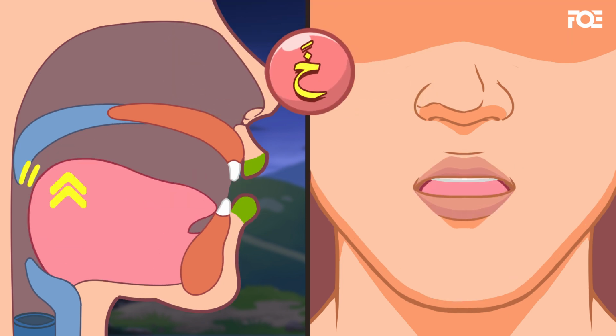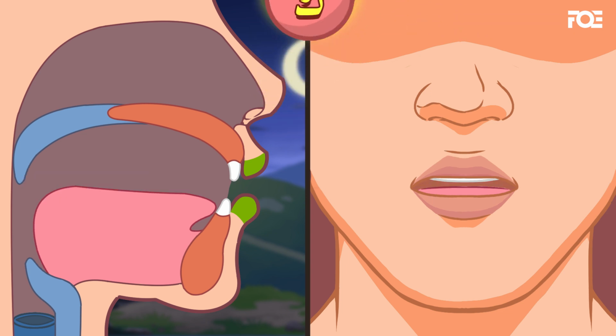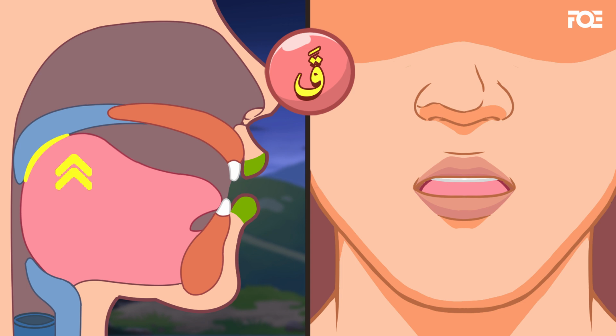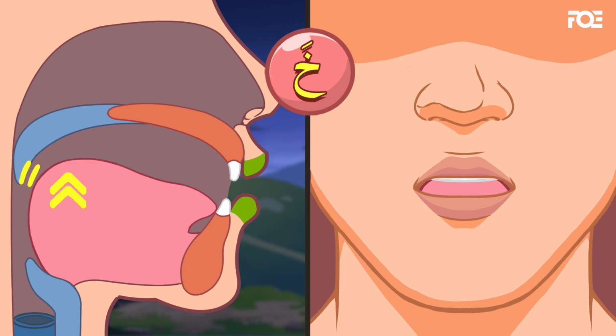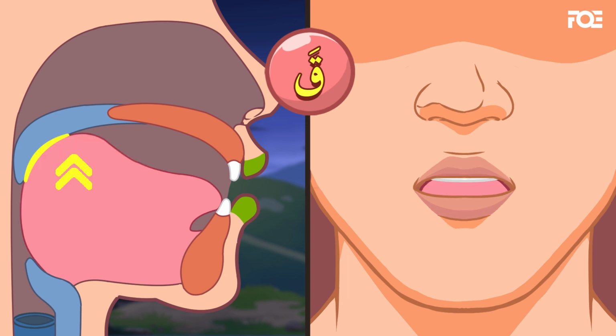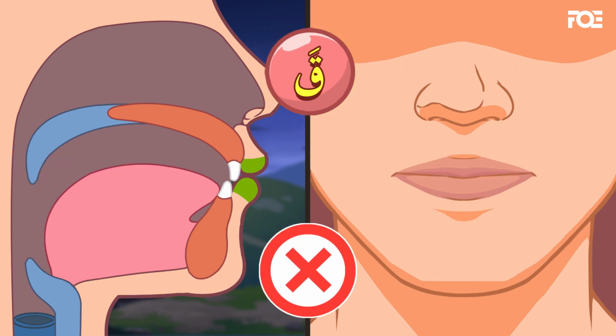Remember, if you go inside, it will be Kha. If you come outside, it will be Ka. Qaf is in between them. Inside is Kha, outside is Ka, and in between is Qa. Don't say it as Kha or Ka, and don't say it with low sound.